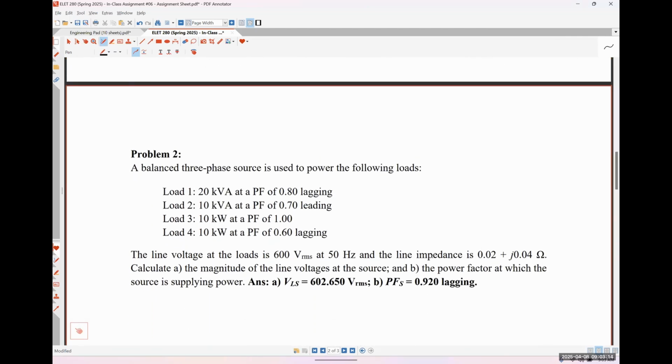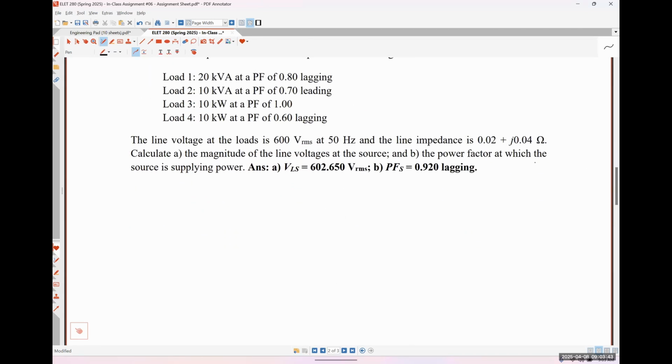I'm given all of these pieces of information about the loads. I'm told that the line voltages at the loads is 600 volts RMS, and there is a line impedance of 0.02 plus j0.04 ohms, and I'm asked to calculate the magnitude of the line voltage at the source. Actually, I might need to draw this out just so that we can really picture what's going on. And then I want us to calculate the power factor at which our source is supplying power. So let me attempt to draw this god-awful thing.